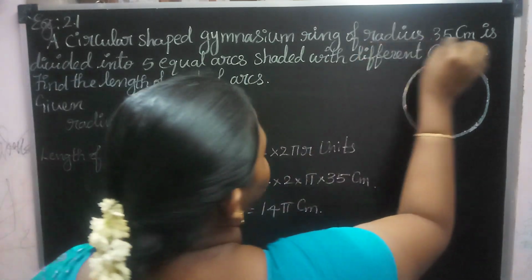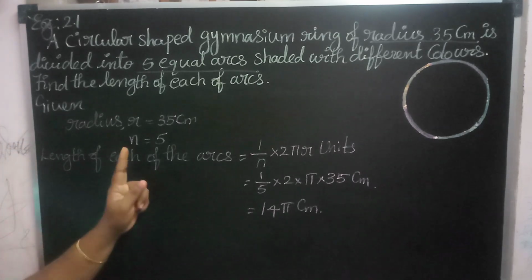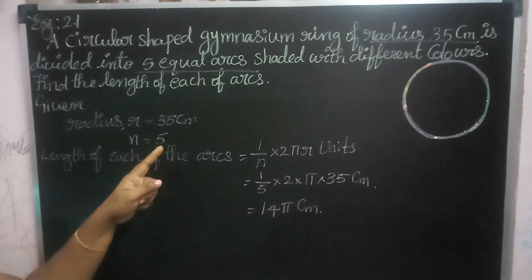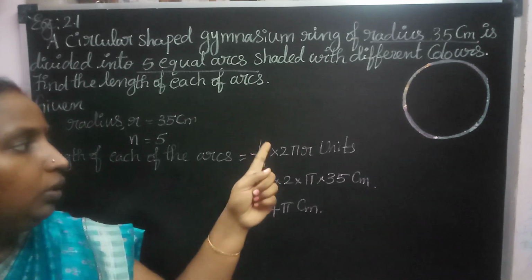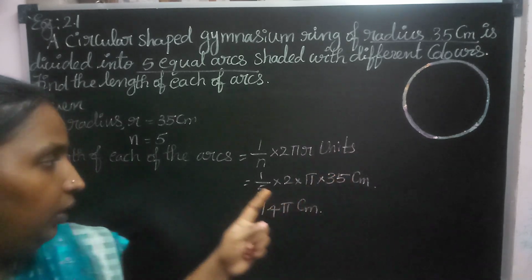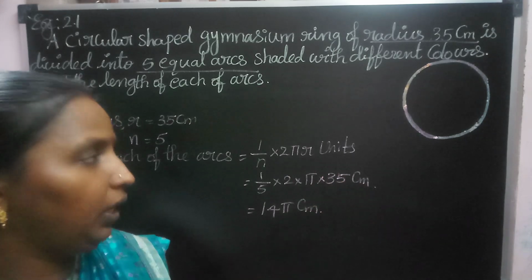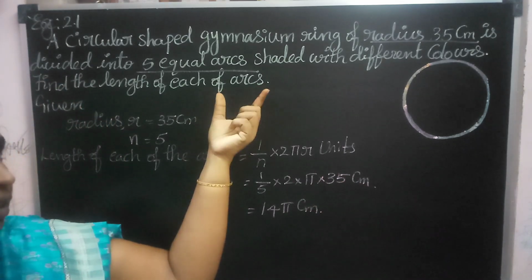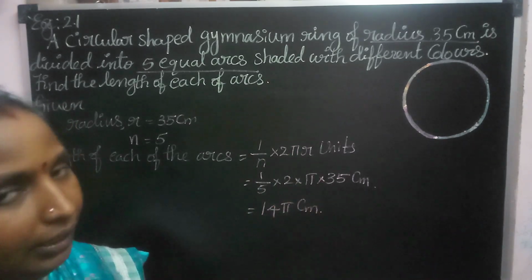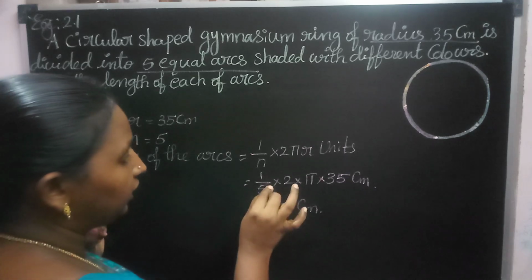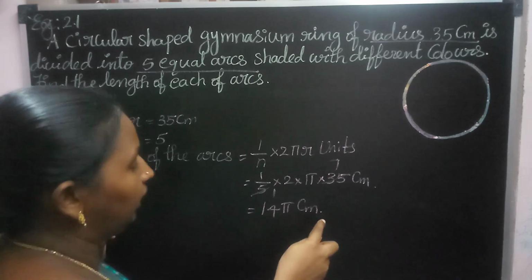They gave the radius as 35 centimeter and it is divided into 5 equal parts, so the n value is equal to 5. If you know the n value, what is the formula? Length of each arc is equal to 1 by n into 2 pi r units. So 1 by 5 into 2 into pi into 35 centimeter. Whenever in the sum they give the pi value, then only you have to substitute that pi value. Otherwise you can write the answer in pi itself. Here cancel this. 5 ones are 5, 5 sevens are 35. 2 into 7 is 14 pi centimeter.